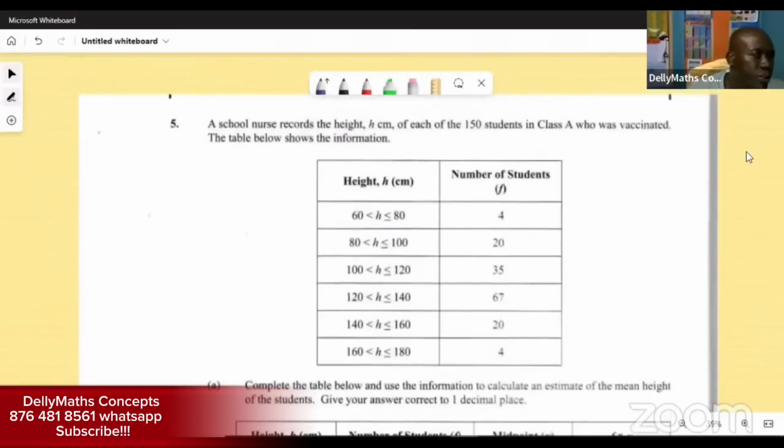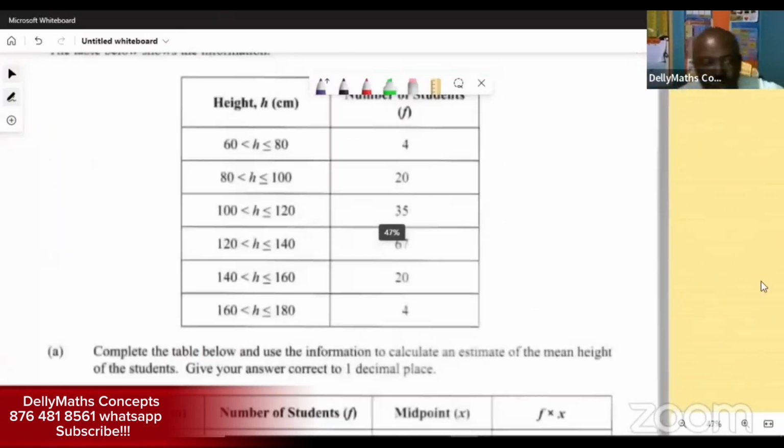A school nurse records the height, in cm, of each of the 150 students in a class A who was vaccinated. The table below shows the information. So we're seeing the information in the table, the different heights of the persons and the number of students who were vaccinated. It's in the column, so it is obviously there, you're looking at it.